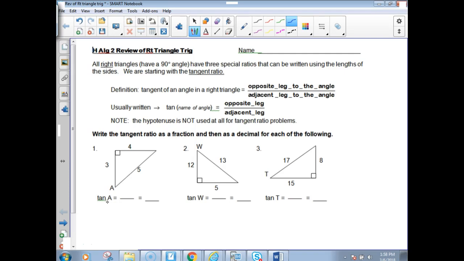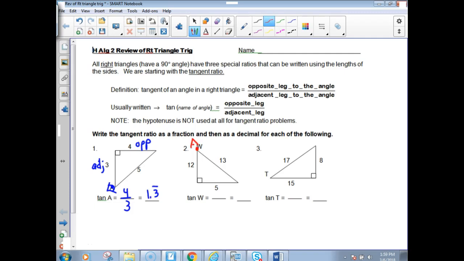Okay, so if you want to do the tangent of angle A, you go over to angle A, and this is where you're looking from. So I made a little eyeball. From angle A, the side opposite would be the 4. The side adjacent would be the 3. So this opposite over adjacent would be 4/3. Unless you wanted to write it as a decimal, 1.3 repeating.